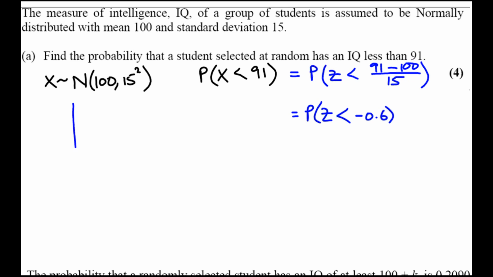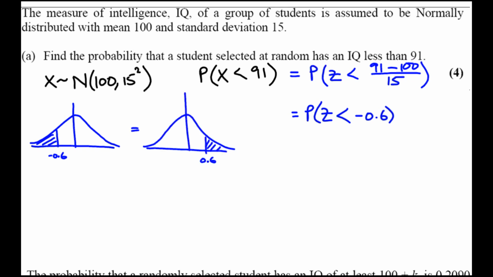Okay, let's take a quick diagram. Negative 0.6 is on this side. I want to know the probability is less than that. This is not table ready. I know that I'm going to need to reflect this. Positive 0.6. All right, so this is the same as probability Z is greater than negative 0.6.